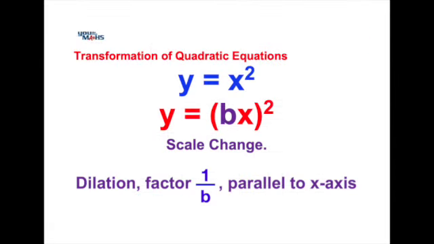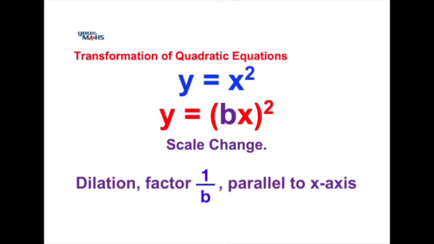So we can put this transformation into a rule. If our original function y equals x squared is modified by multiplying the x by some factor b prior to being squared, then what we see is a dilation parallel to the x-axis, or in simple terms, the graph is being stretched or contracted horizontally, and that factor is 1 over b. So we saw in the previous example when b was equal to a half, the factor would be 1 over a half, which is 2. In other words, everything is stretched out horizontally by a factor of 2.